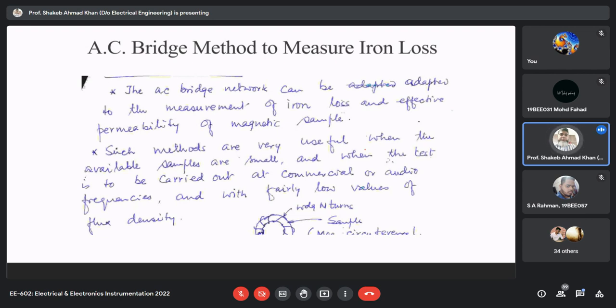Core loss will be measured in the magnetic sample. So how can we measure the core loss? Any idea? Core loss or iron loss?